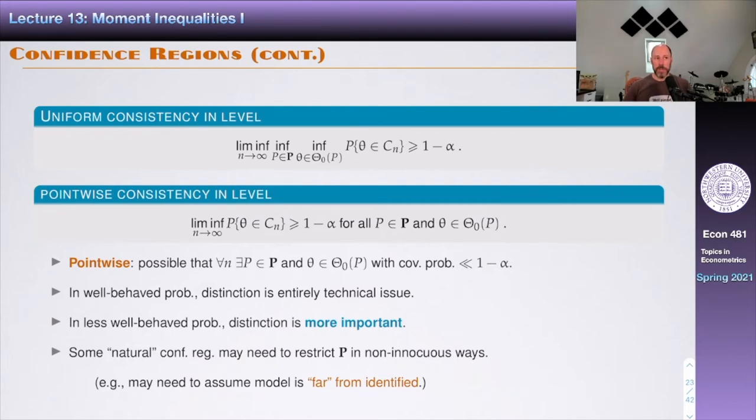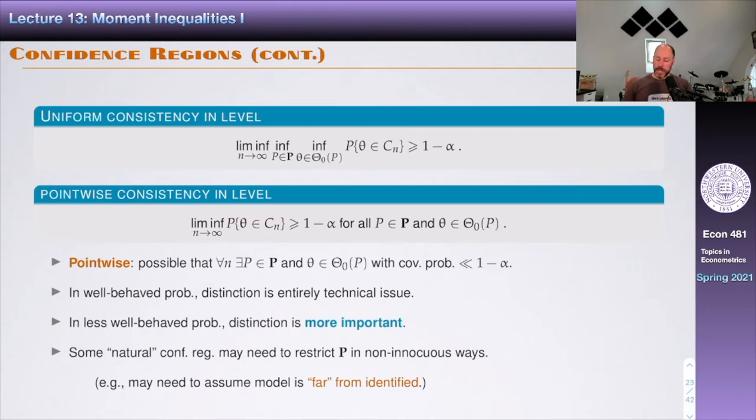And I wrote here, in well-behaved problems, the distinction is entirely a technical issue. This is something we discussed, right? If you think about regression or testing the mean, it's just, okay, you cannot test this in a large ball p, just assume 2 plus delta moment, problem solved. In less well-behaved problems, like the ones that we're describing here, the distinction is going to be more important. And by that, I mean that even after we assume conditions like uniform integrability or 2 plus delta moment, the differences are still going to be here.